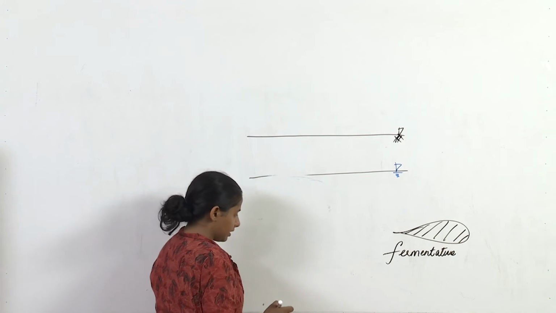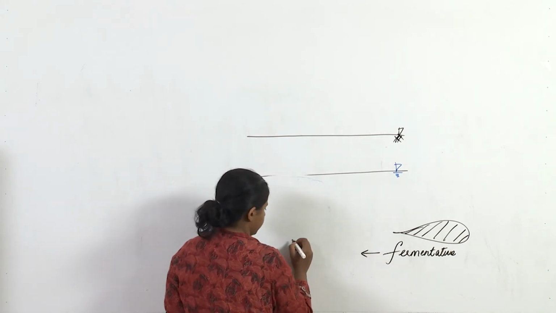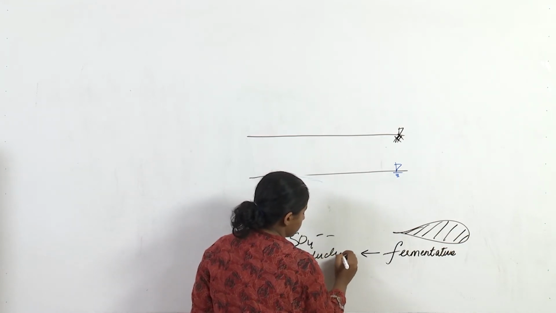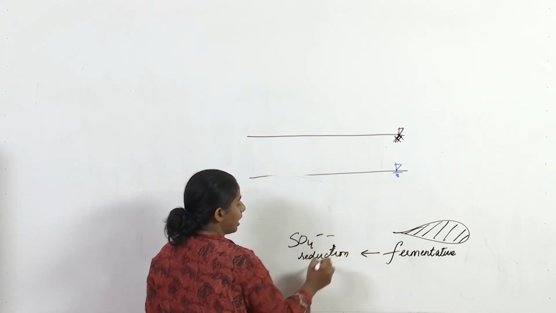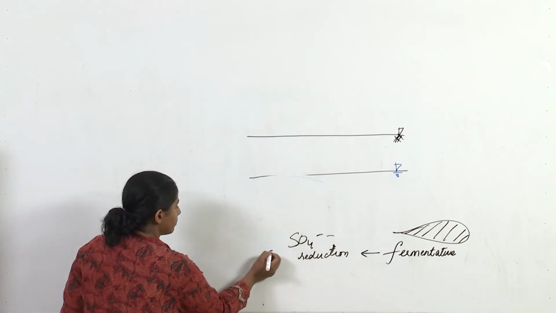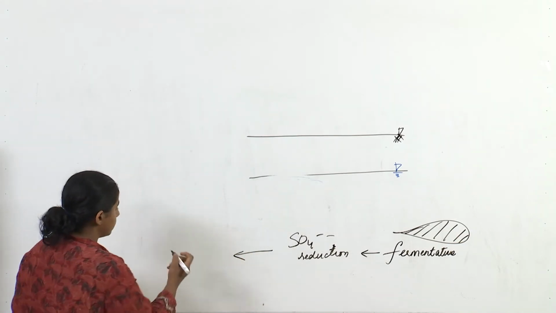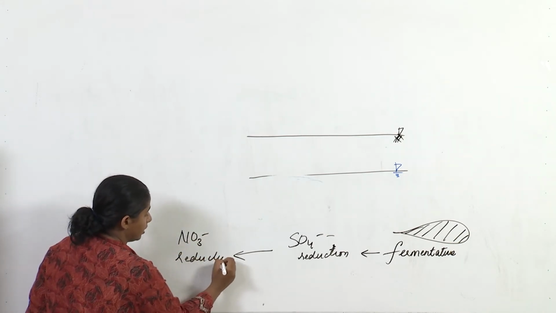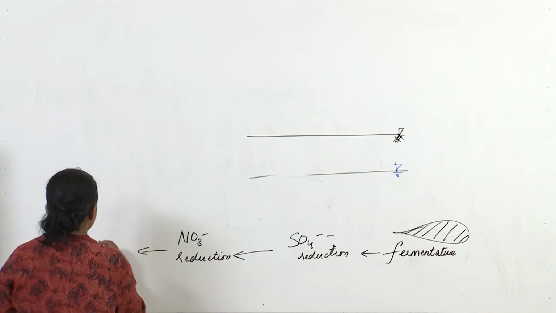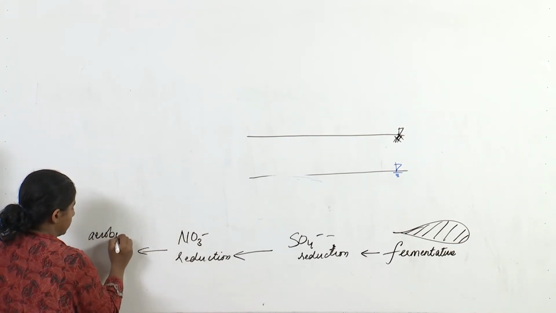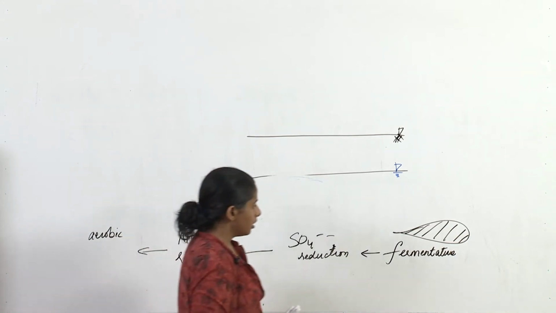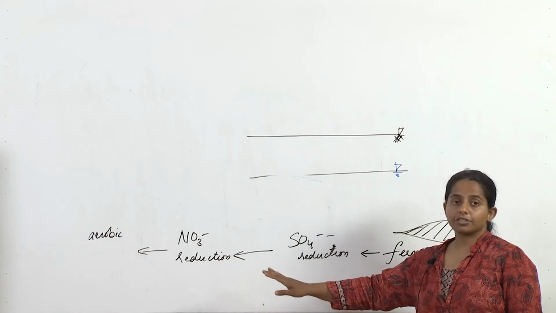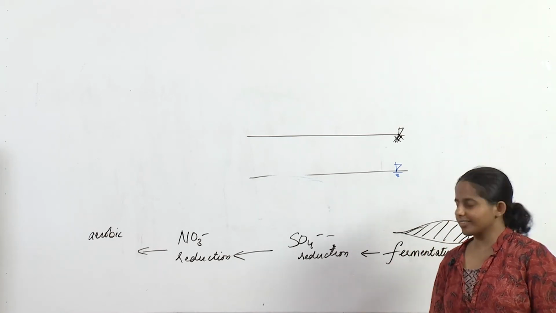A little away from it, we will find, let us say, sulfate reduction. So this is where sulfate is being reduced and food is being consumed. A little further away from it, we will find microbes that actually reduce nitrate. So we have nitrate reduction going on, and away from it we will find microbes that are aerobic in nature.